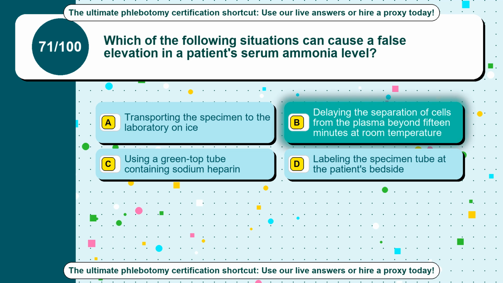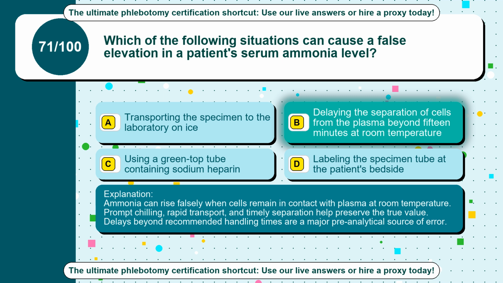The correct answer is option B, delaying the separation of cells from the plasma beyond 15 minutes at room temperature. Ammonia can rise falsely when cells remain in contact with plasma at room temperature. Prompt chilling, rapid transport, and timely separation help preserve the true value. Delays beyond recommended handling times are a major pre-analytical source of error.